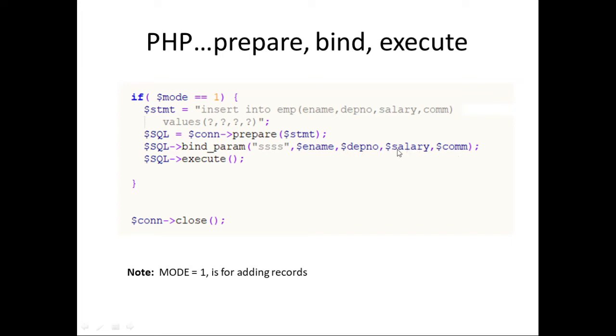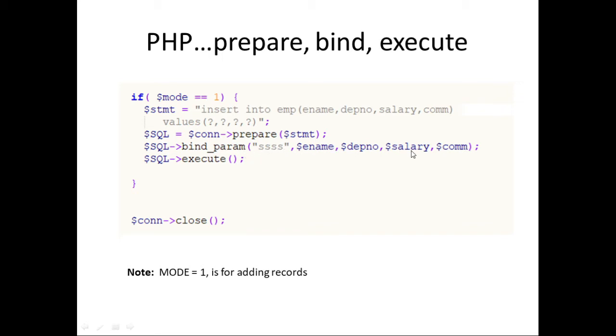This should actually be SIDD, not SSSS. Sorry about that. Why SIDD? Because ename is a string, depno is an integer, and I'm sorry for this slide. Then D is for salary, that means double, and then D for com. So this should be SIDD, not SSSS.